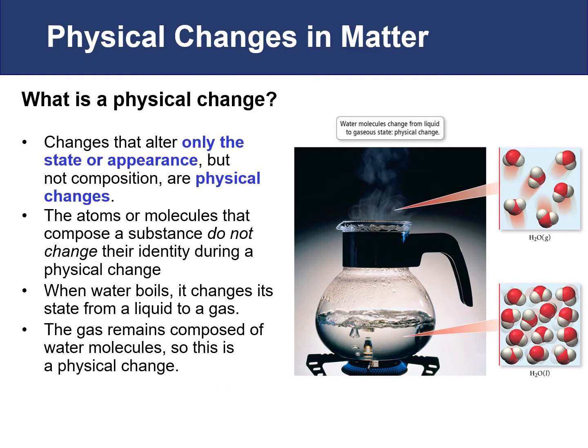So what is a physical change? Changes that alter only the state or appearance, but not the composition, are physical changes. The atoms or molecules that compose a substance do not change their identity during a physical change. An example of this is water boiling. It changes its state going from liquid to gas, but the water molecules stay as H2O.